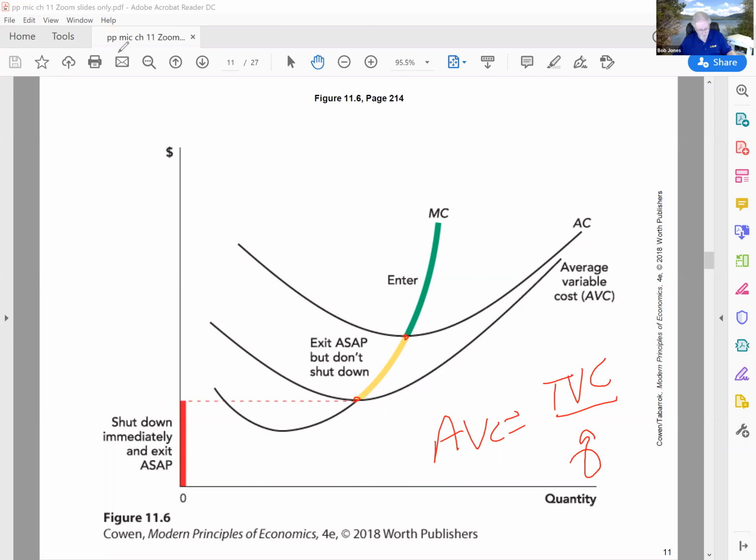We can use this graph to identify the supply curve for an individual firm. Okay? We haven't discussed that previously. We have talked about the marginal cost curve, but now we're going to say that the supply curve of the individual firm, okay, the curve that shows us how much the firm will produce at different prices, is just going to be a portion of this marginal cost curve.